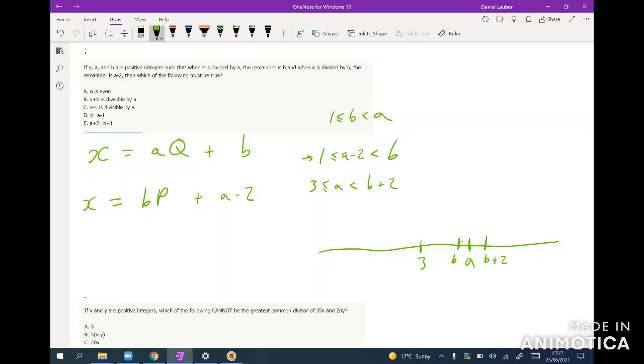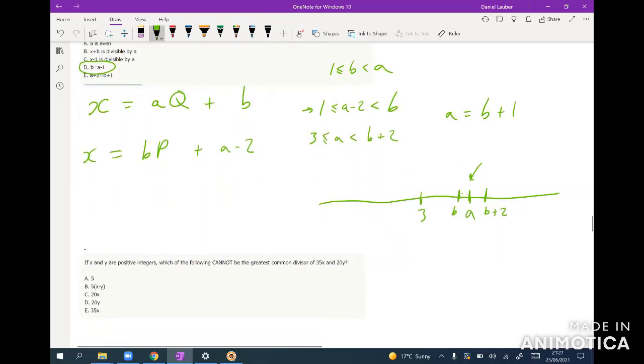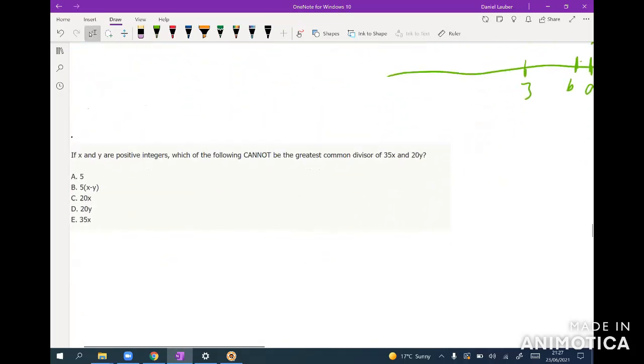Can they be the same number? No, we know they can't be the same number because they're remainders. And so that must mean that a is equal to b plus 1. There's only one number in between that a could be. And so that means b is equal to a minus 1. So it's D. Very nasty question, and all just about translation and seeing what's going on.